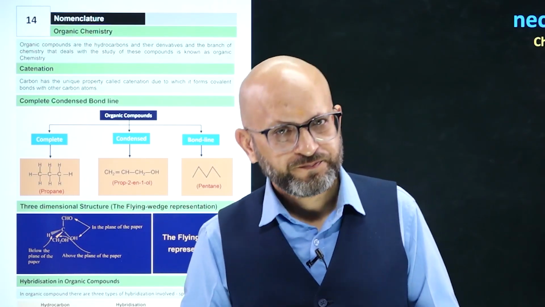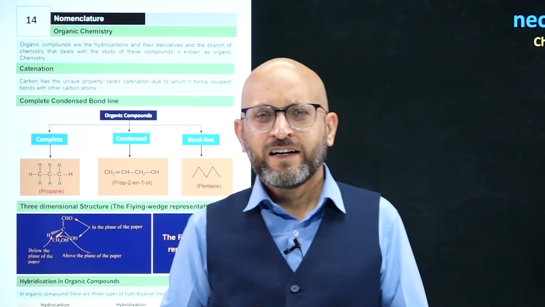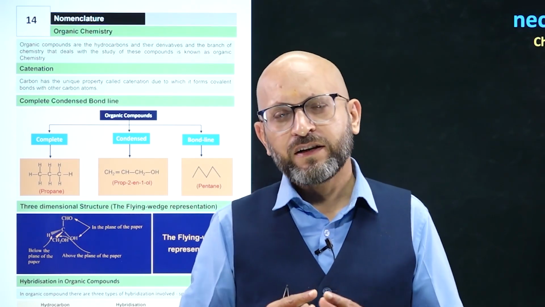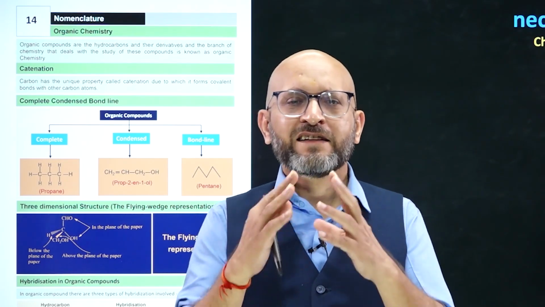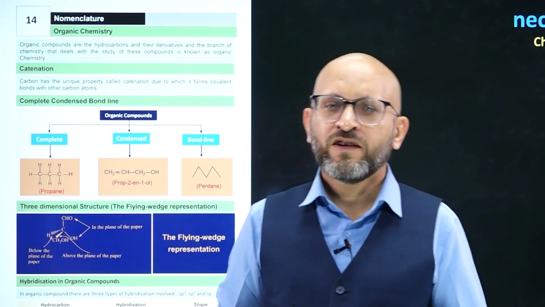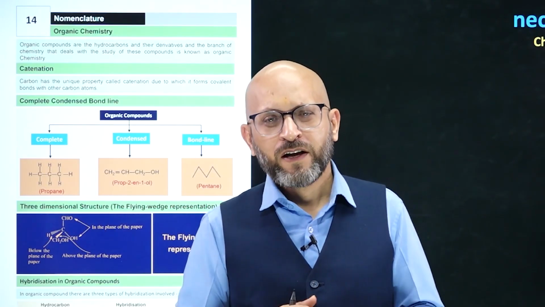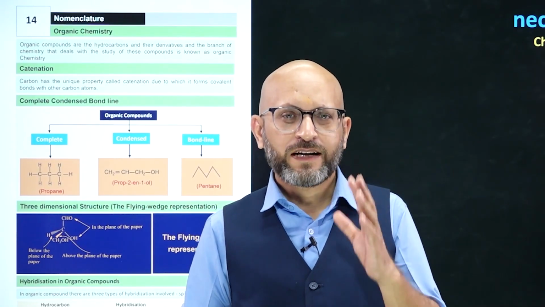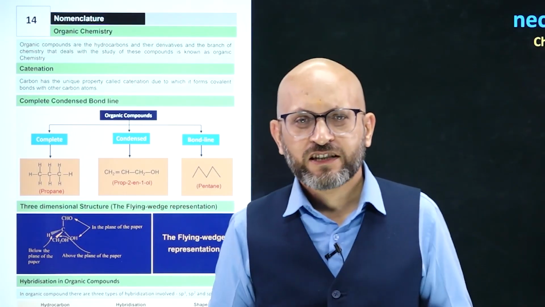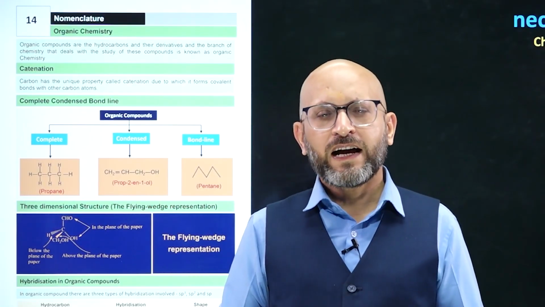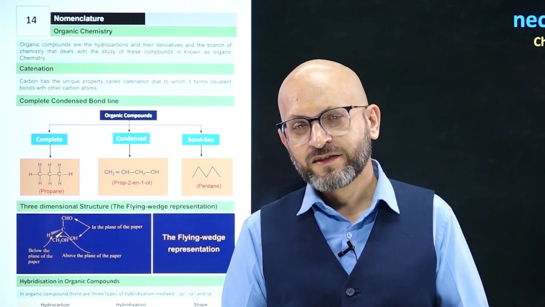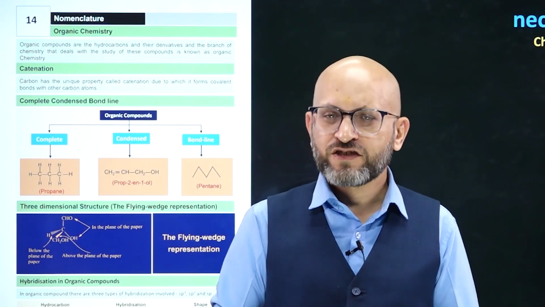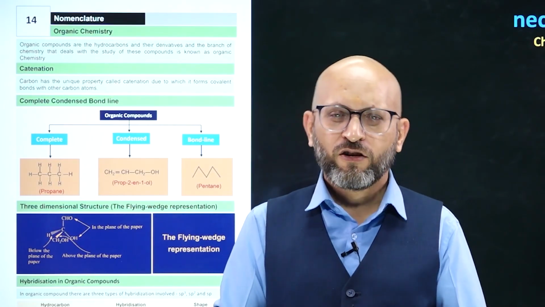Now, in chemistry, organic chemistry is the study of compounds of carbon. So, compounds of carbon are called organic compounds and their study is known as organic chemistry. We have representation of organic compounds in three formats. One is the complete structure, next is condensed form, and the third one is bond-line structure. Similarly, three-dimensional representation could be done in a dash and wedge structure. You can call that a flying wedge also.